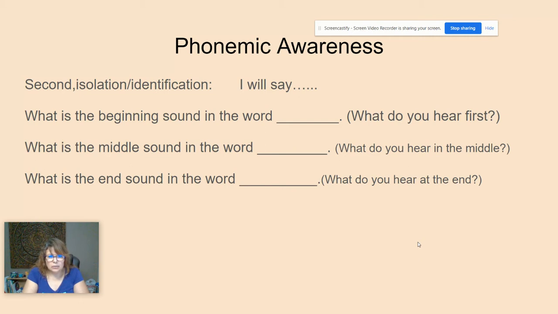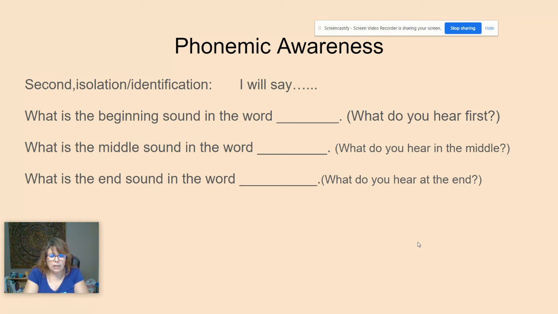What's the beginning sound in the word cup? If you said k, you are correct because that's the first sound that you hear in cup. What's the middle sound in the word mix? If you said i, that is correct because in the word mix we hear m, i, x. I is in the middle.